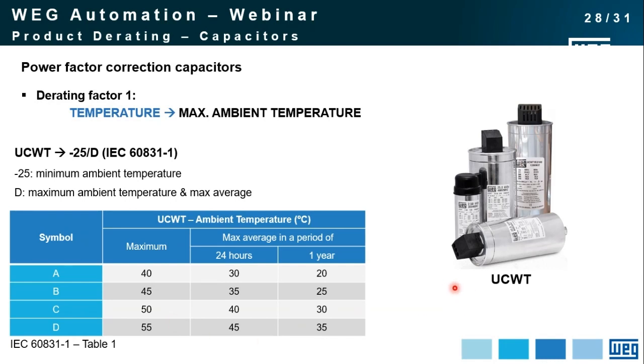And that's the case of WEG capacitors. The UCWT capacitor is in this category, this classification, minus 25D, meaning that you can go from minus 25 up to plus 55 degrees Celsius. But what happens if you have to apply this product at a higher temperature than this one? You have to guarantee that the temperature cannot go beyond this limit, either by natural ventilation or through forced ventilation.